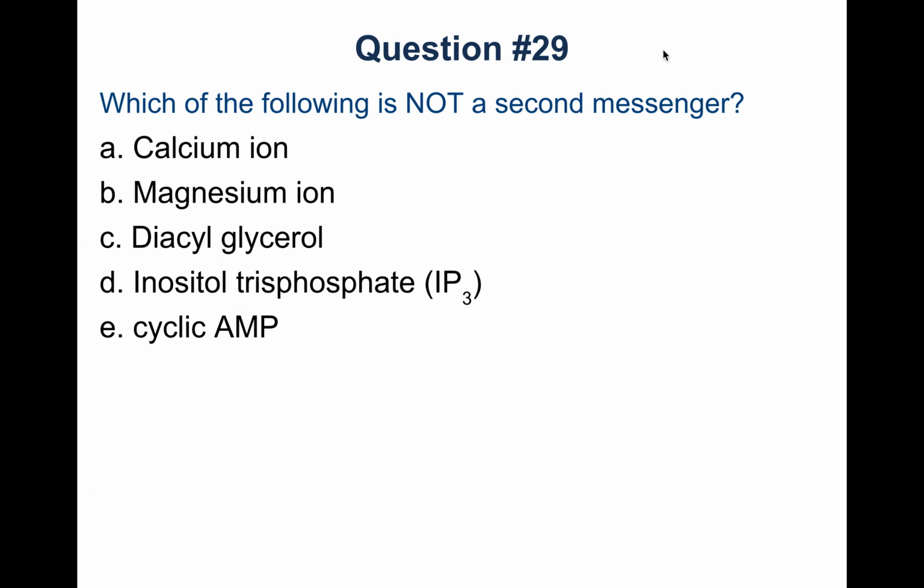All right, which of the following is not a second messenger? These are all pretty straightforward second messengers except magnesium ion. So calcium ion, diacylglycerol or DAG, inositol triphosphate, IP3, or cyclic AMP.